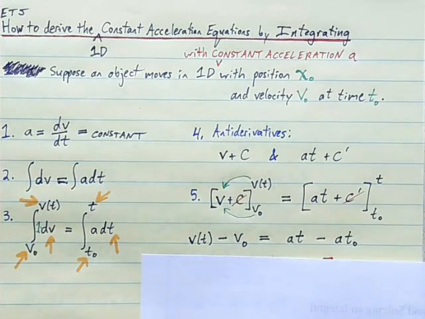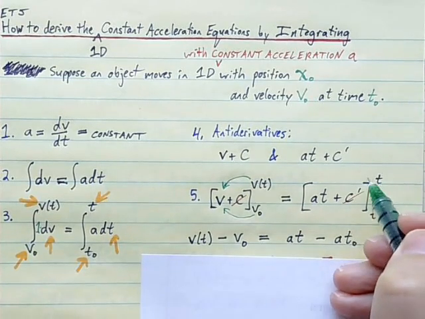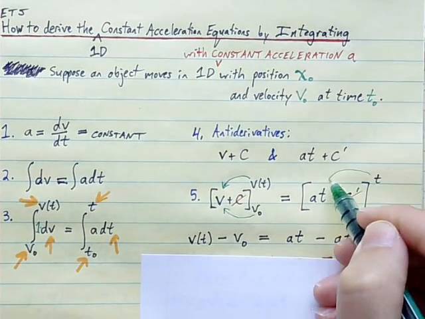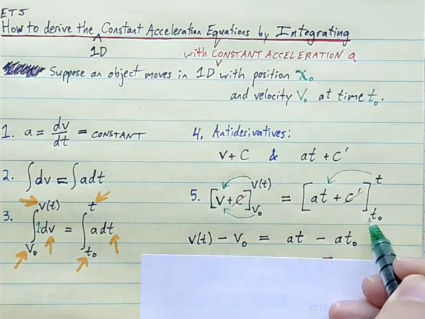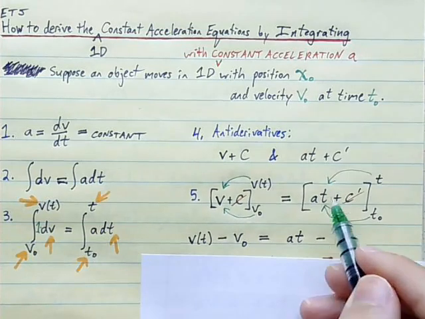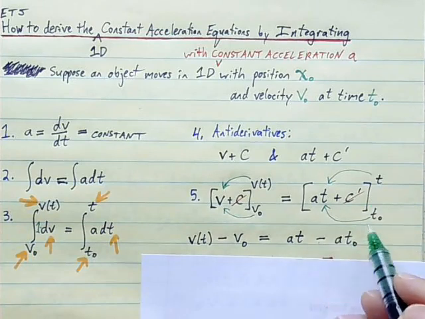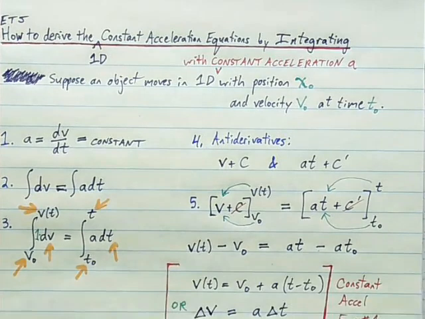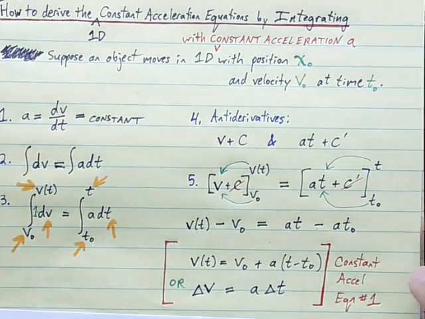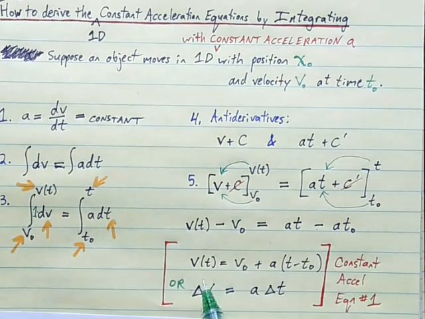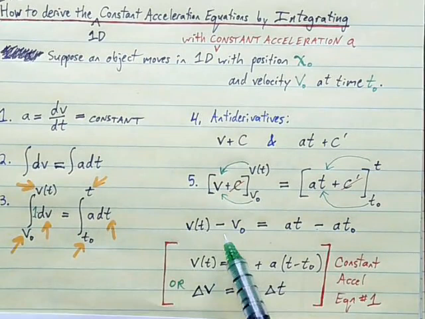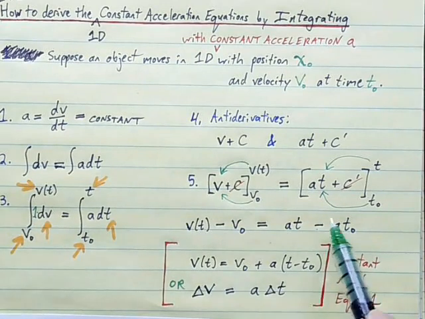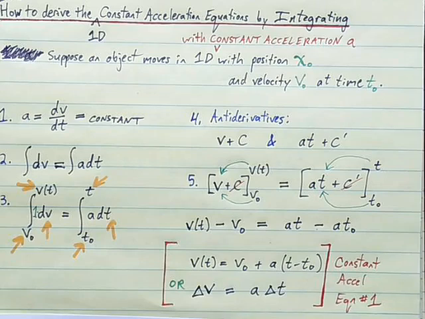And on this side, t is going in for the independent variable t. So we have at, and then t naught goes in for t. So at minus at naught, and the c primes cancel. So there we have it, the first constant acceleration equation. I can move the v naught over to the right-hand side, and we get this form here, or leave it in these delta forms. So this is delta v over here equals a times delta t over here once we factor an a out of that side. That's our first equation.